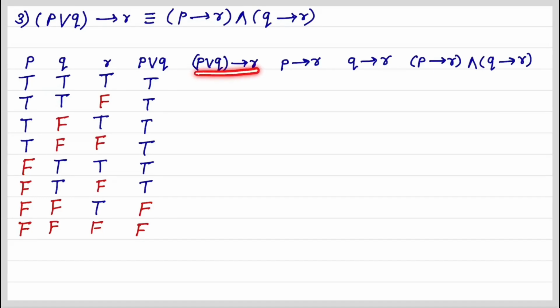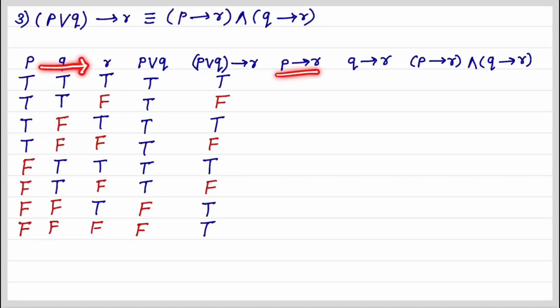Now take implication. Implication of this statement P or Q to R. When first statement is true and second is false, then implication is false. Find where this condition is satisfied. Second, then fourth and sixth value. These values are false and all other entries are true.